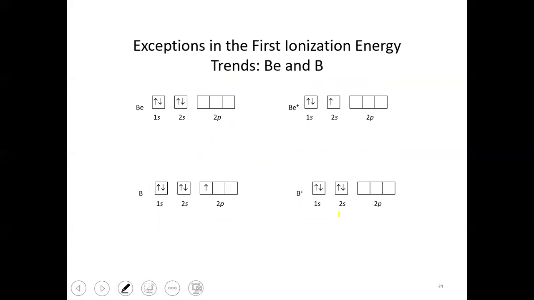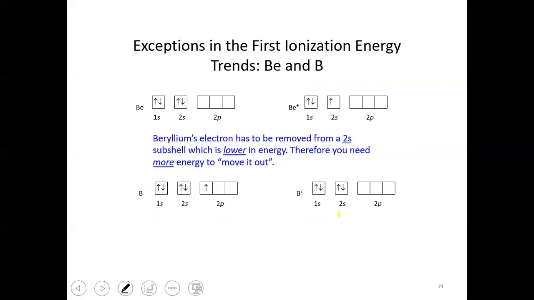Notice that beryllium has completely filled 1s and 2s subshells. When I take an electron from here, I am having to remove an electron from that already filled sublevel, so it's going to take more energy. In other words, that filled subshell is good in stability, so it's lower in energy. Removing that electron is going to take more energy to take it out.